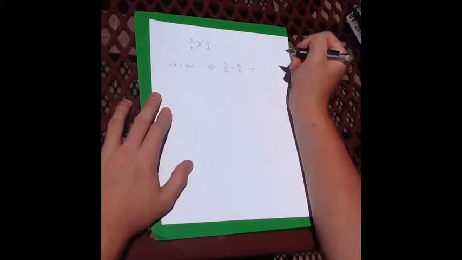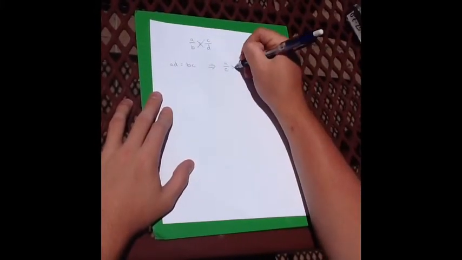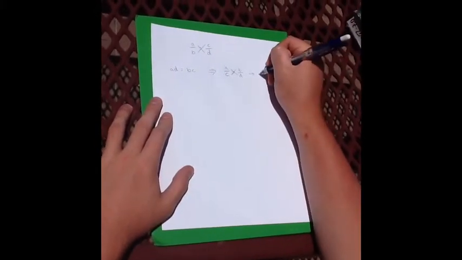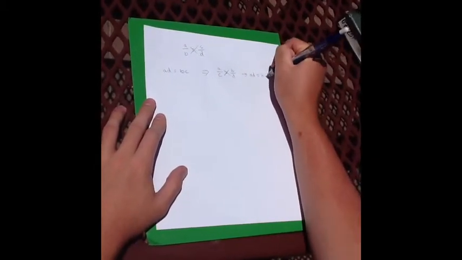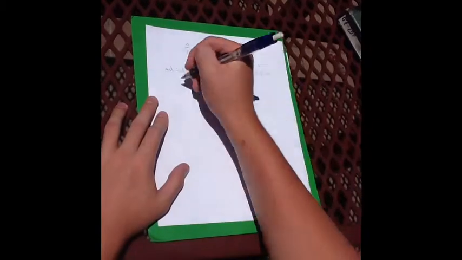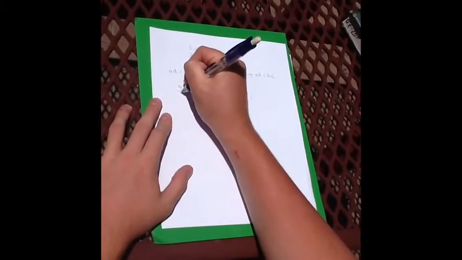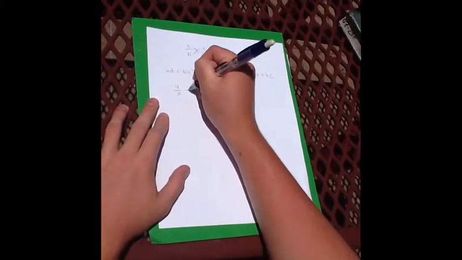Now, there's another way you can write it, and if you just cross multiply again, it'll come out to the same thing, which is AD equals BC. Now, since you can write them the same way, there are many different ways that they can be put together to equal the same thing.